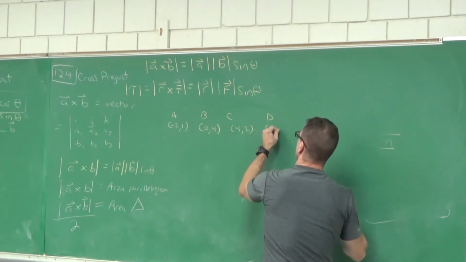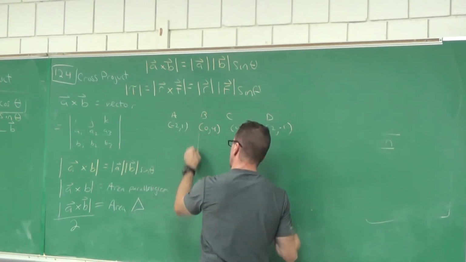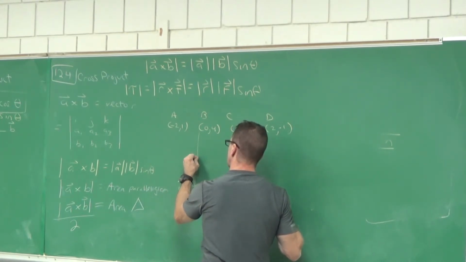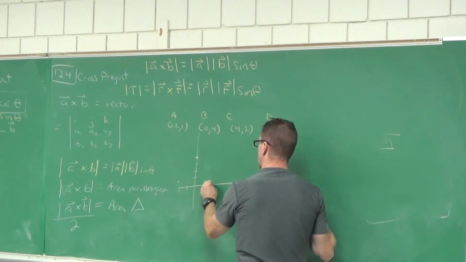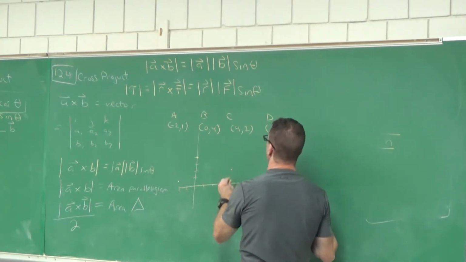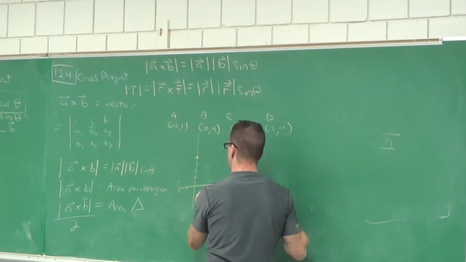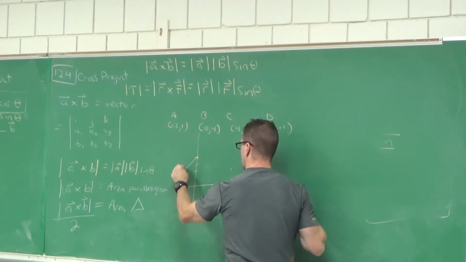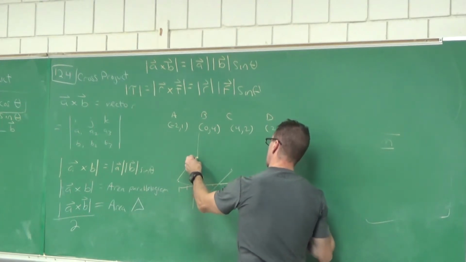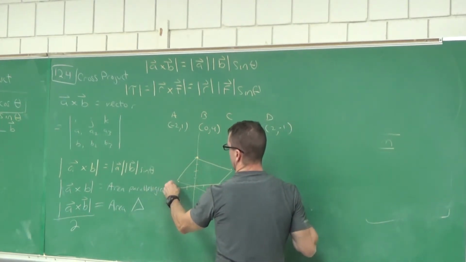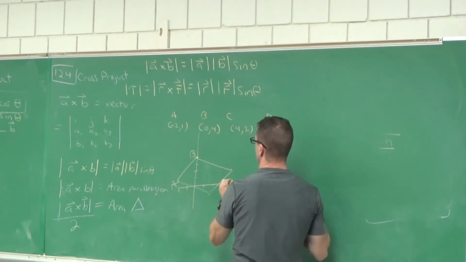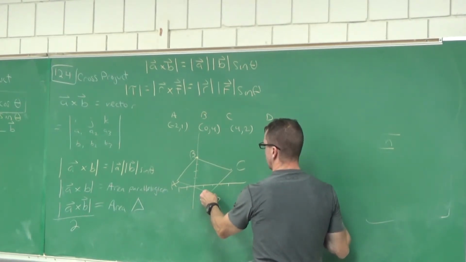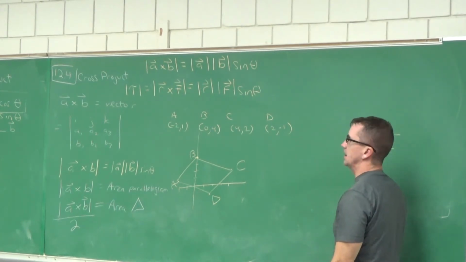Well, can we plot all these? They said this was a parallelogram. They want you to get this area. So here's (-2, 1), there's (0, 4), (4, 2), and (2, -1). So it looks something like this, right? Not drawn to scale, but can you get the area of this parallelogram?